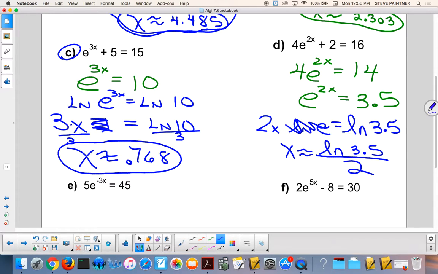I guess I shouldn't put the wavy sign there. I should put the equal sign. 0.626. And then I'll go this way. Point what? 626. Yes? Times 4. Try the last two.